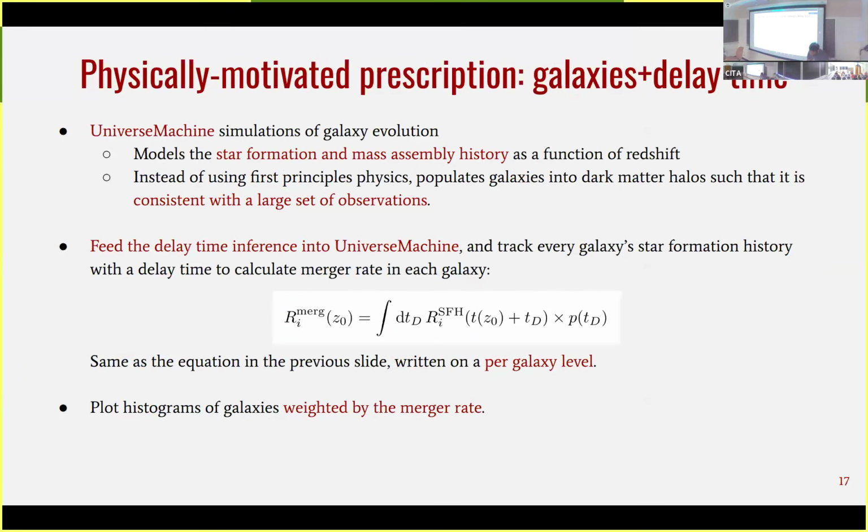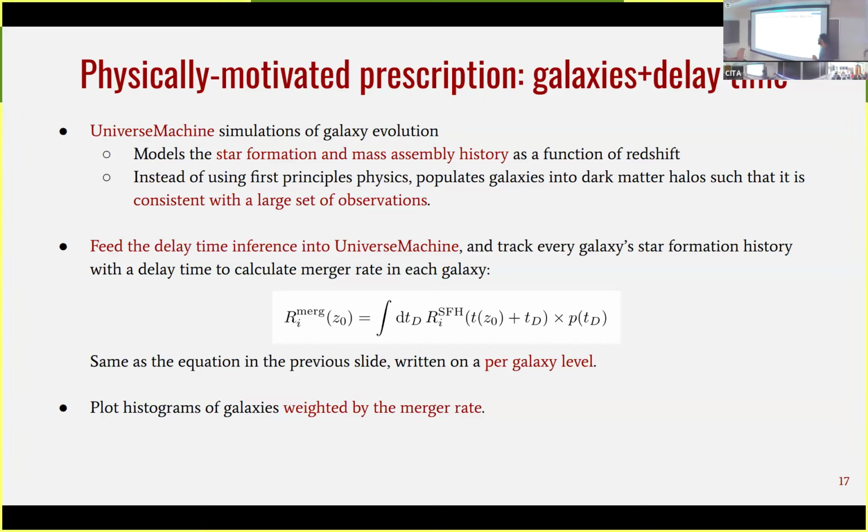Right. Okay, so what we do is we use the UniverseMachine models of galaxy evolution, which models the star formation rate and mass assembly history as a function of redshift of mock galaxies. And instead of using first principle physics, what this UniverseMachine model does is it populates galaxies into dark matter halos. So it forms the galaxy-halo connection to make it consistent with a large set of actual observational data. So basically you can think of this as emulating a galaxy formation procedure, where the cost function is being consistent with a large set of observations.